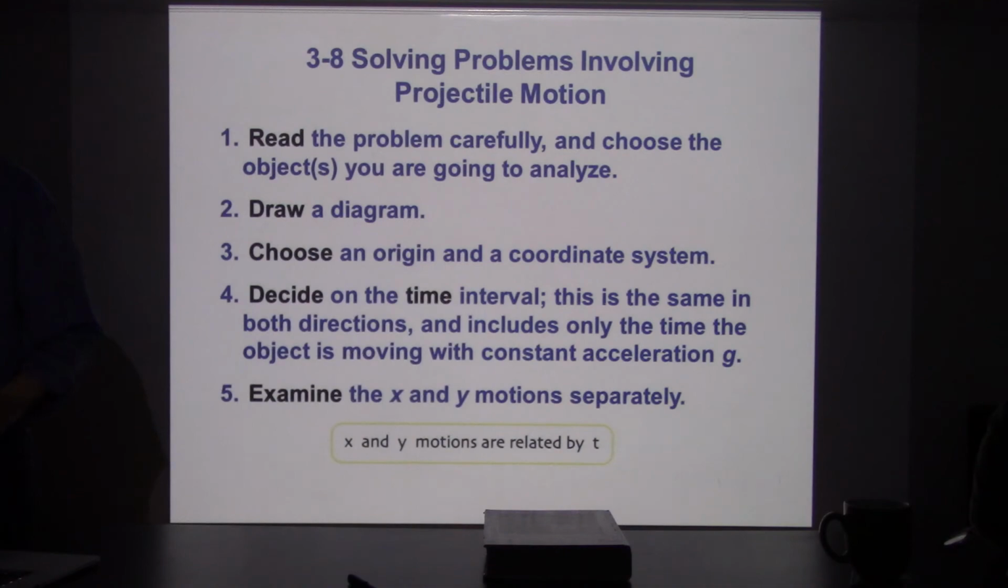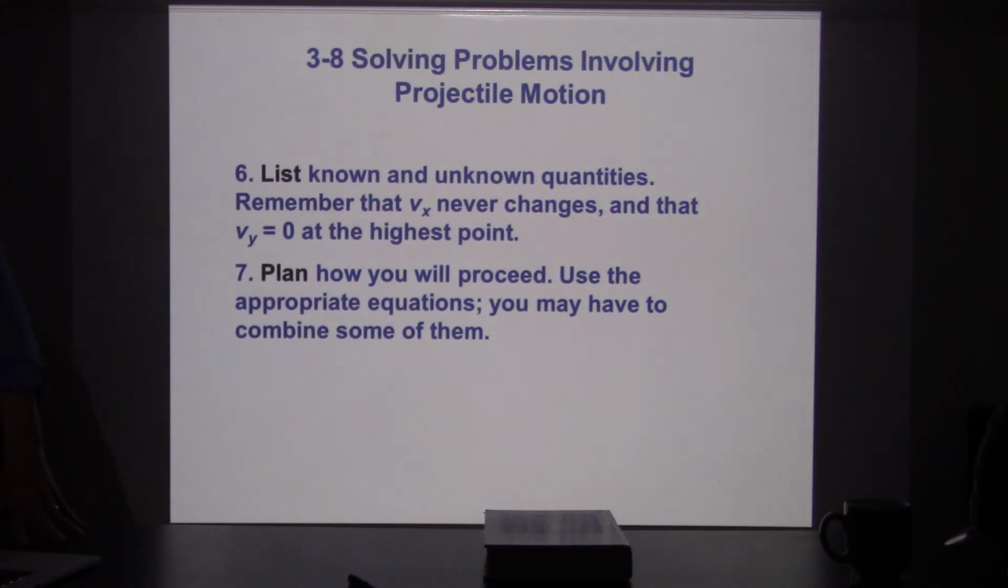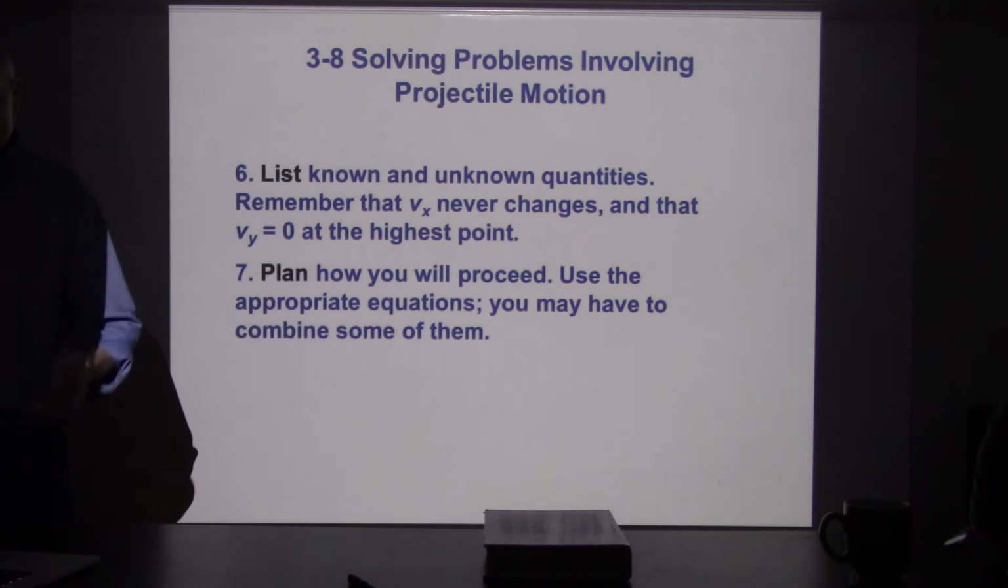Oh, I've written this down at the bottom. The x and y motion: examine the x and y motions separately. The x and y motions are related, however, by time. So that's important to keep track of. And then again, it's kind of similar. List all of the given values. So whatever they've told us, read that problem carefully. And anything that looks like information, write it down. Doesn't mean you have to use it, but there could be spurious information given in a problem that they never intend to use, but write it down.